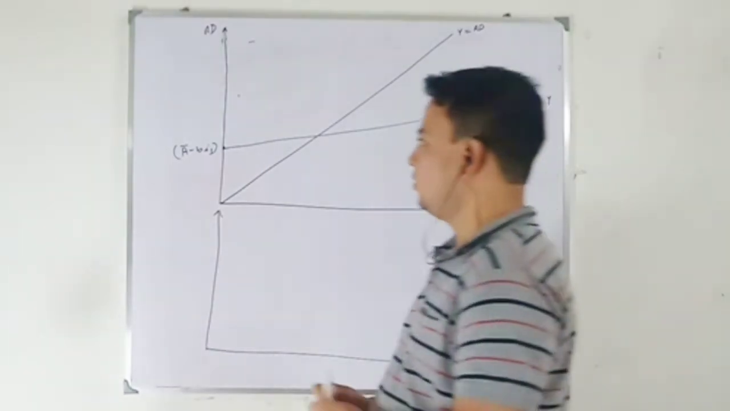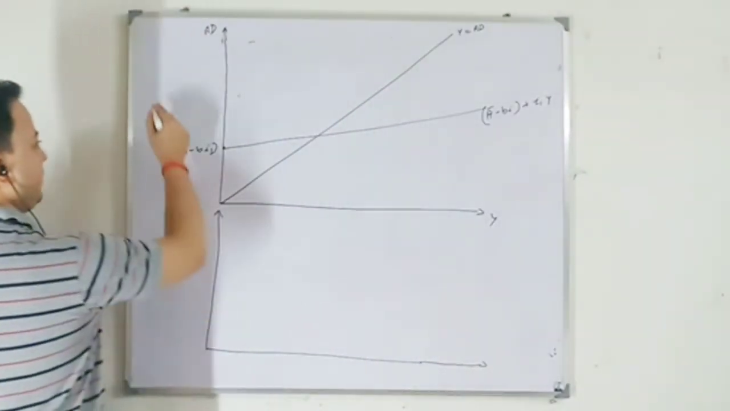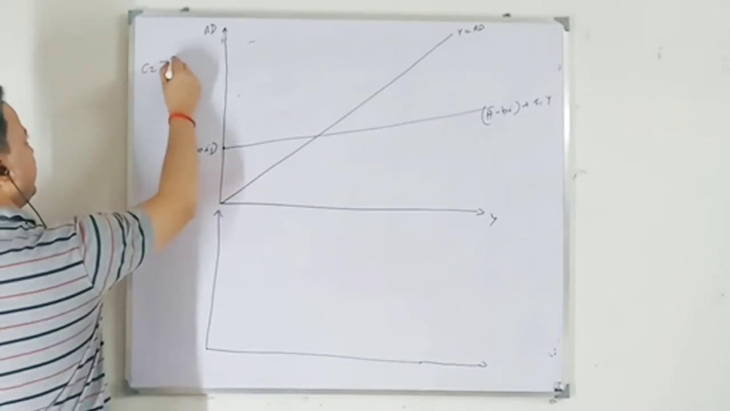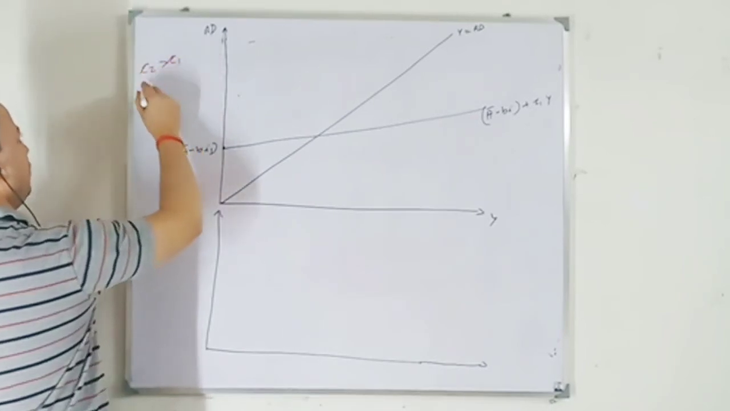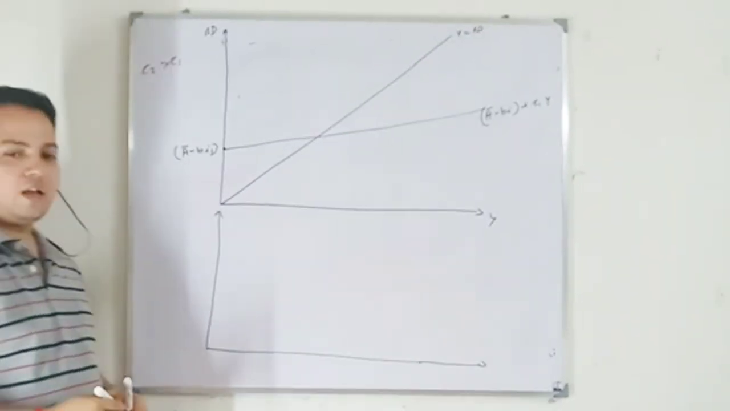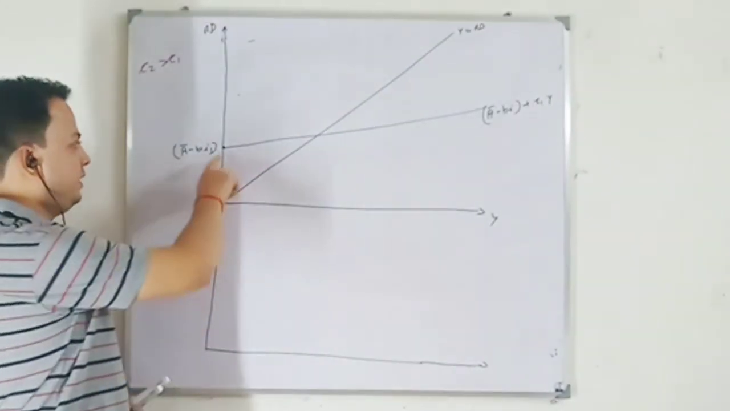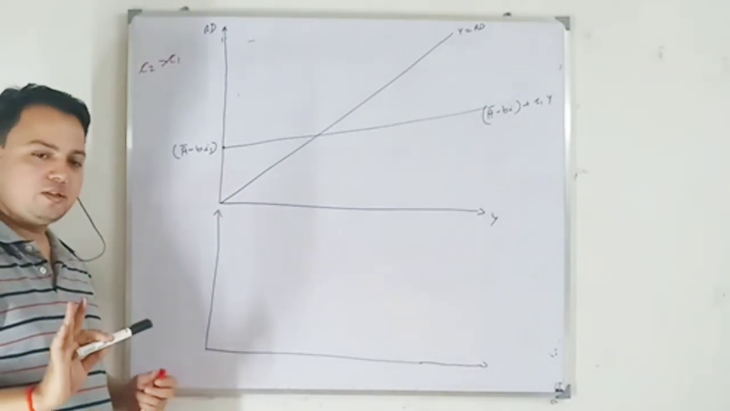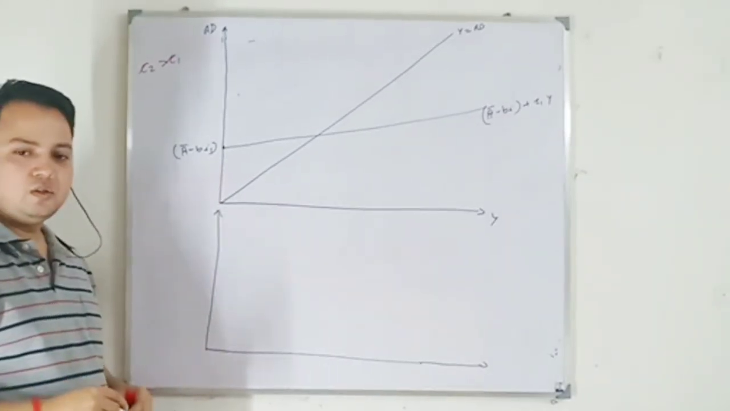Now suppose I am considering two MPC. c2 is greater than c1, small c. Okay, on the right, small c. So when my MPC is high, the intercept term will be the same. There will be no change in the intercept term. Okay, what will happen?